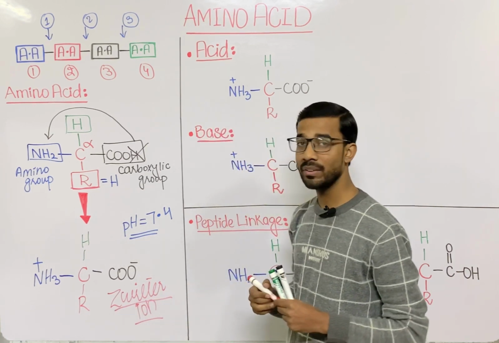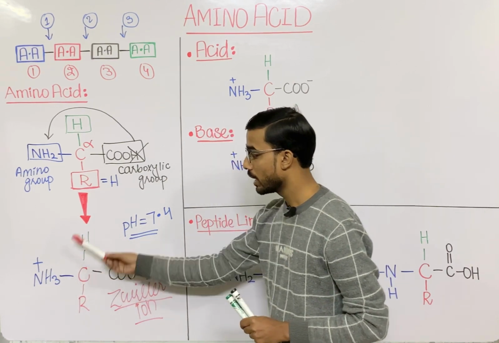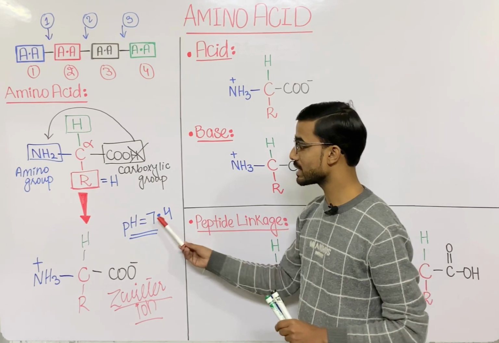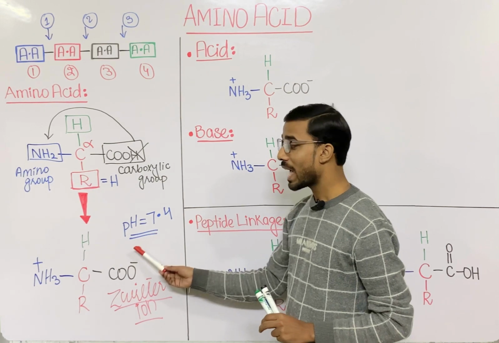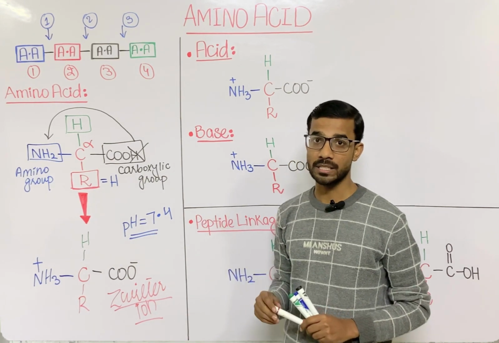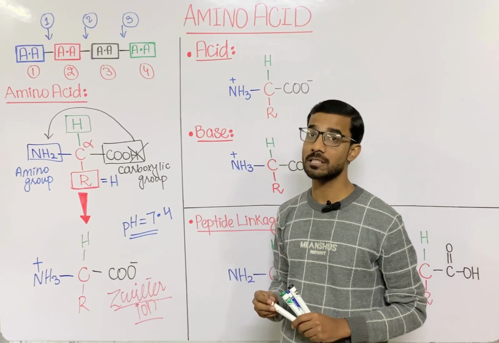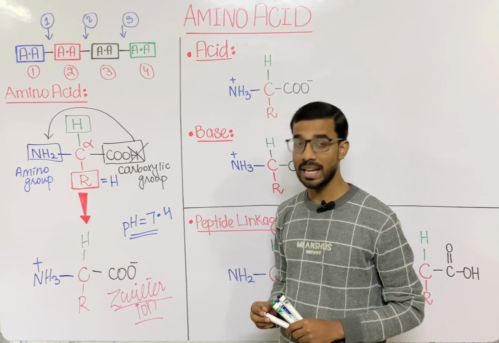Having an equal number of positive and negative charges, this is the composition of the amino acid at 7.4 pH. So it will act as both acid and base. When you add acid to the Zwitter ion, it will act as a base, and if you add a base, then it will act as an acid.